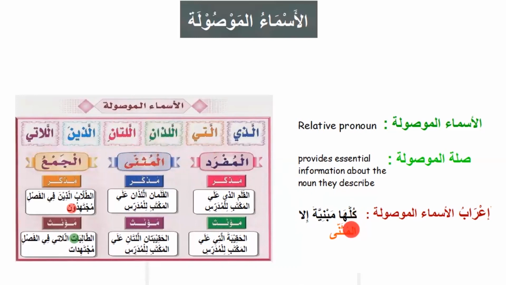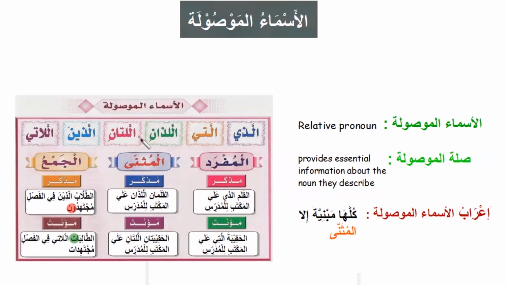They change. They are mu'rab, meaning they can change. When something like a harf jar comes before them, they will be affected. I hope that is clear. So that is it. And how do they change?